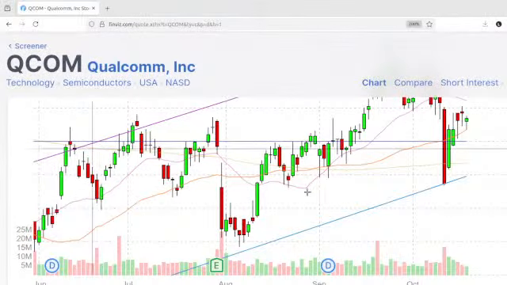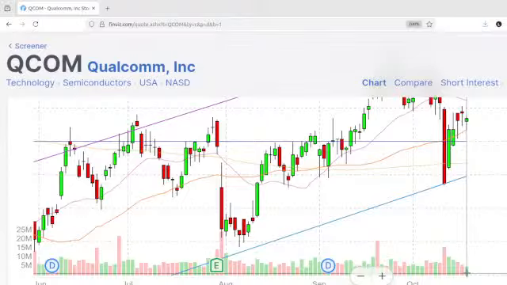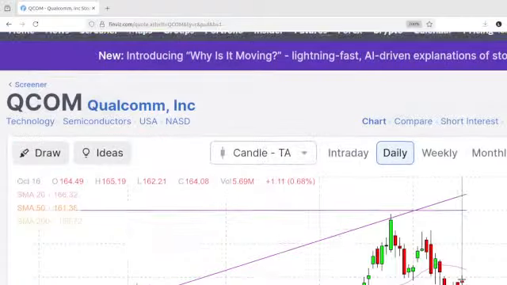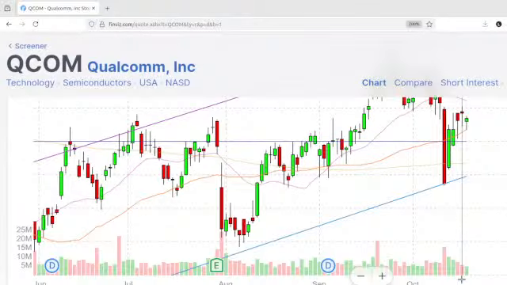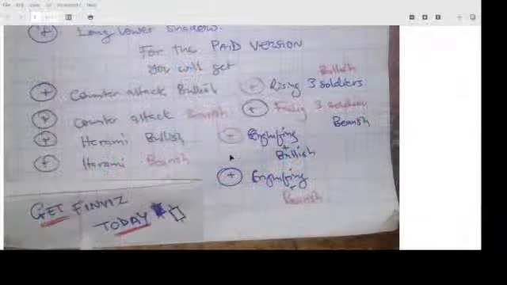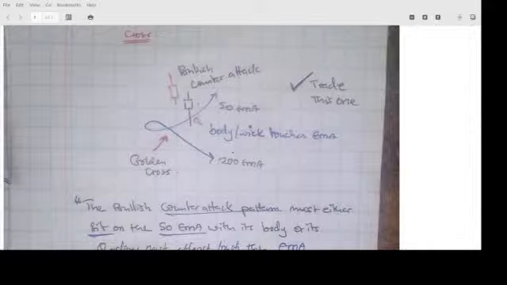So in this case, we're using the long lower shadow. That's what we're using here, and you can see the green bar right here. QCOM is a Nasdaq company, and I think it's valued at $100. So this is what you have here. Very similar patterns, and this is what you want. All right, this is the strategy.